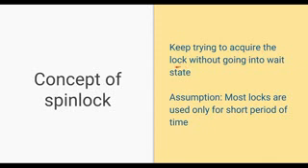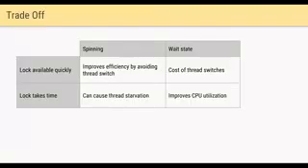This is not just about the lock class, it can also be about the synchronized keyword. So basically keep trying to acquire the monitor without going into the wait state. This is only efficient when we assume that most of the locks are unavailable only for a very short period of time. And this concept of spin locks are also called as busy loop or a busy wait or spinning. But as we saw, it comes with a trade-off.